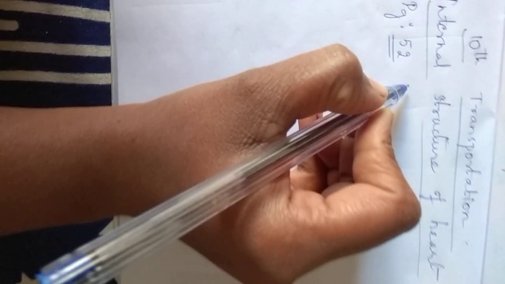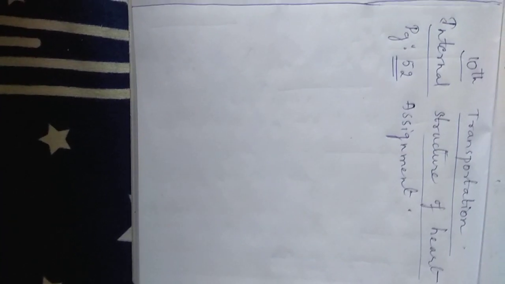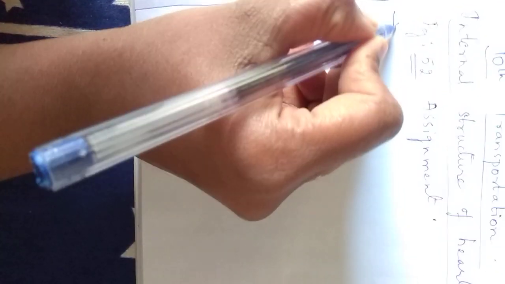In your textbook, on page number 52, you have a diagram about the internal structure of heart. That diagram you draw for the assignment. The diagram of internal structure of heart you have to draw for your assignment. So now we will study about what is heart and important points regarding heart. These notes are very important. Write down the notes by seeing this video.